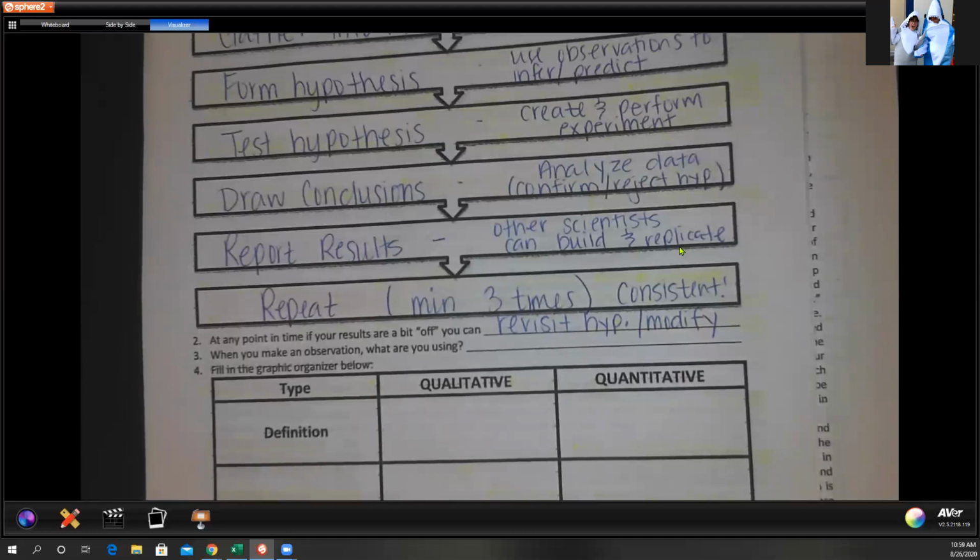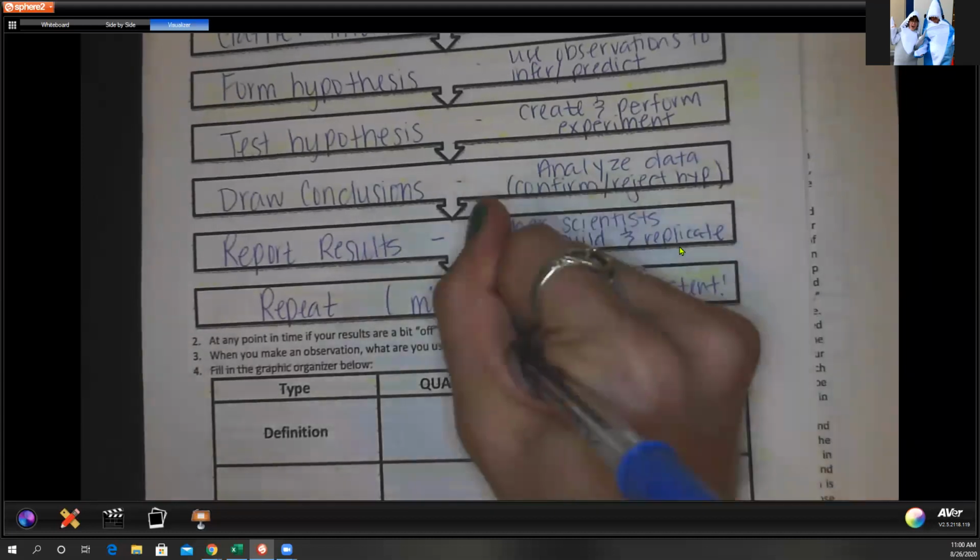When you make an observation, what are you doing? Raising your hand? Well, you're not raising your hand when you're making an observation, but what are you doing when you make observations? I've got some people I'm about to call on because they haven't participated. Amelia. Using your 5 senses.